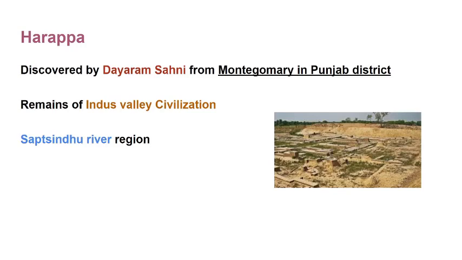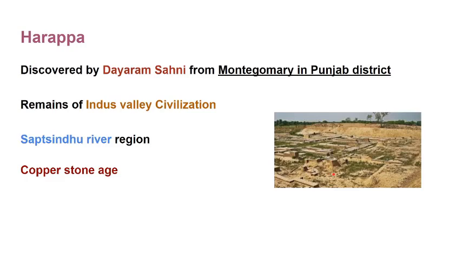The culture which developed here is known as Indus Valley civilization. Its remains were found first of all from Harappa, that is why it is known as Harappan civilization. Copper and stone weapons and many other things were found from this region. This is why it is also known as Copper Stone Age, because during this period many copper and stone weapons are found from this region.